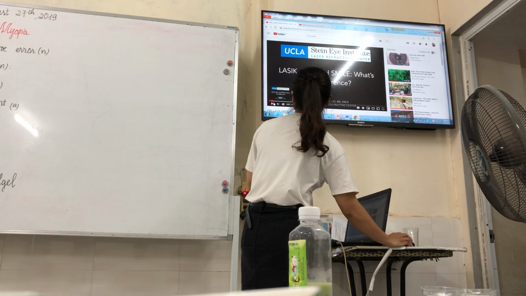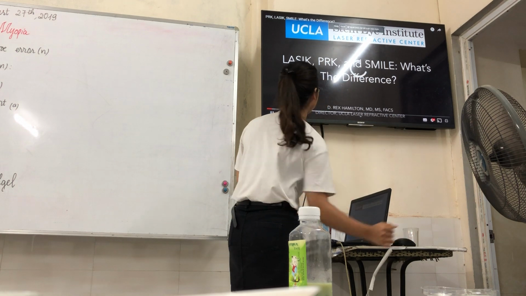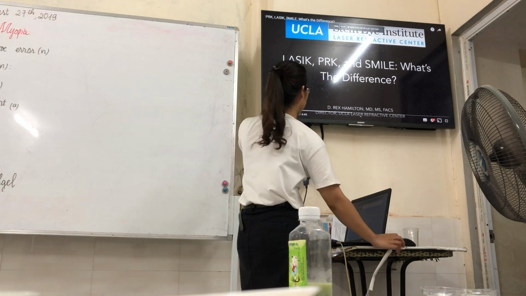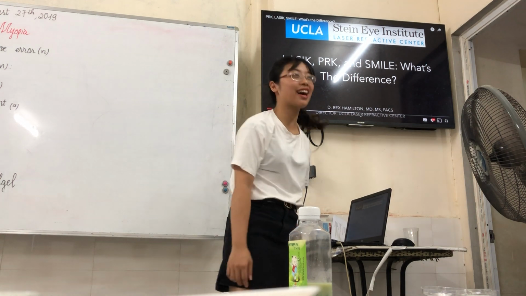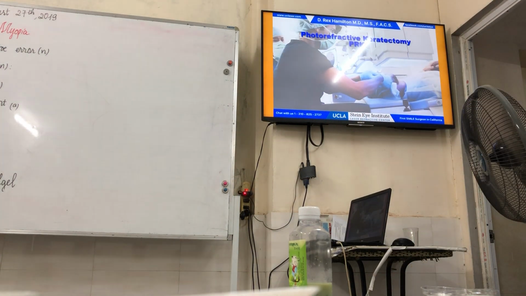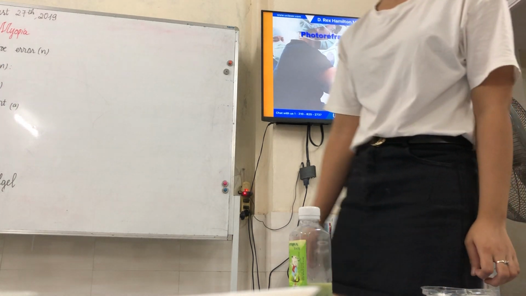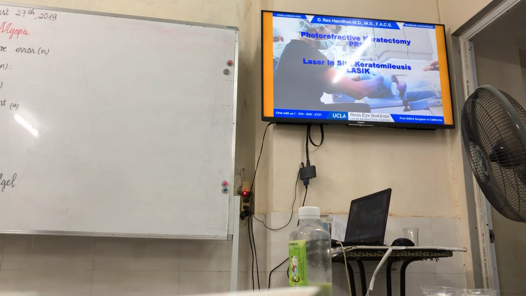Now I will show you something about the 3 methods we have available to correct your vision, to reduce your dependence on glasses and contact lenses. It's basically alphabet soup. You've probably seen these terms before. PRK is photorefractive keratectomy. LASIK is laser in situ keratomileusis, and the new one is called SMILE, small incision lenticule extraction. We're going to go through each one of these in detail.